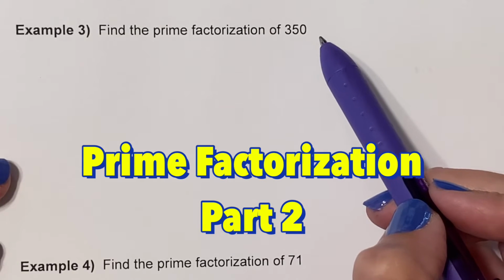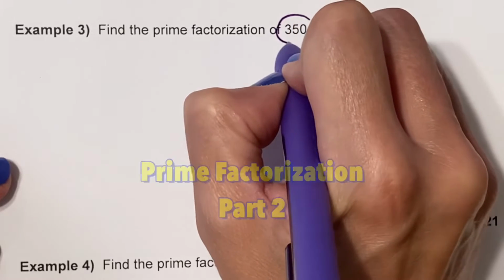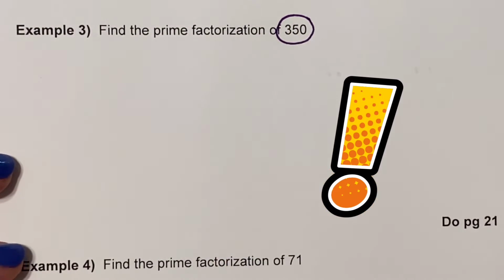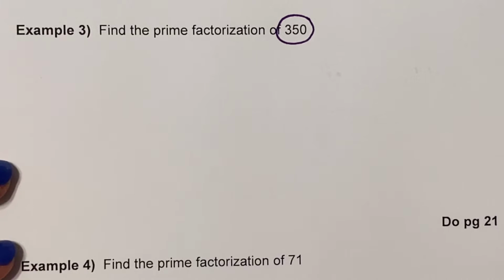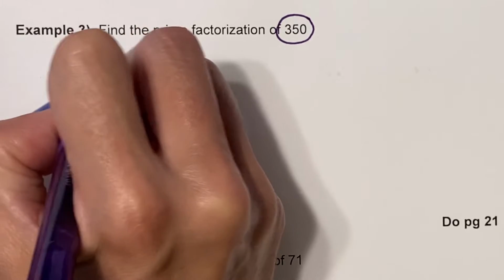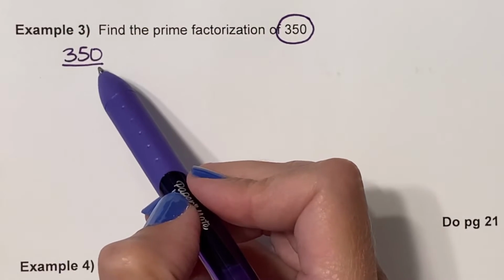We've done a couple of simpler prime factorizations. Let's do a prime factorization of a bigger number, 350, but we're not going to be afraid of 350. Our factor tree just might look a little bit longer, and that's okay. So 350, I'll put that one up here. Let's see, what do I want to break 350 into?